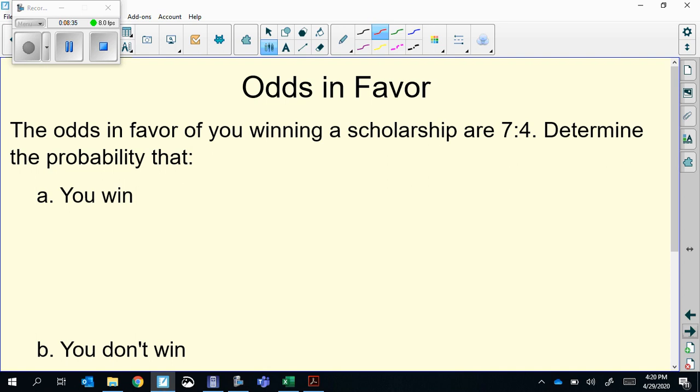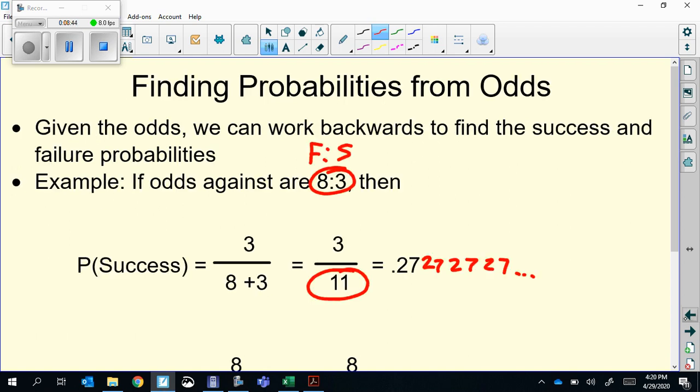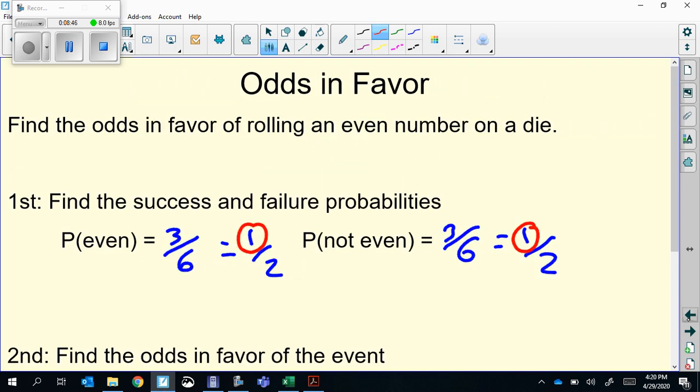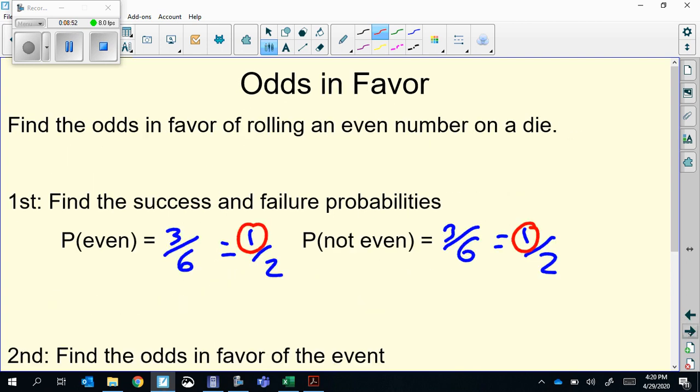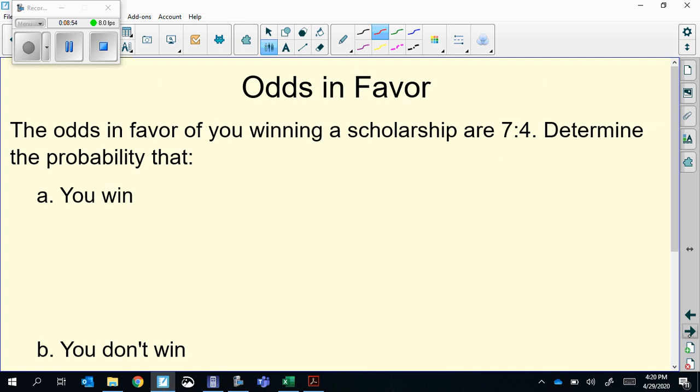All right, the odds in favor of you winning a scholarship is 7 to 4. So odds in favor is success over failure. So success is first in favor. It's kind of like whatever they say in favor means favorable, which would be a success, which means success goes first. Against would be failure goes first. That's the only thing you've got to keep track of.